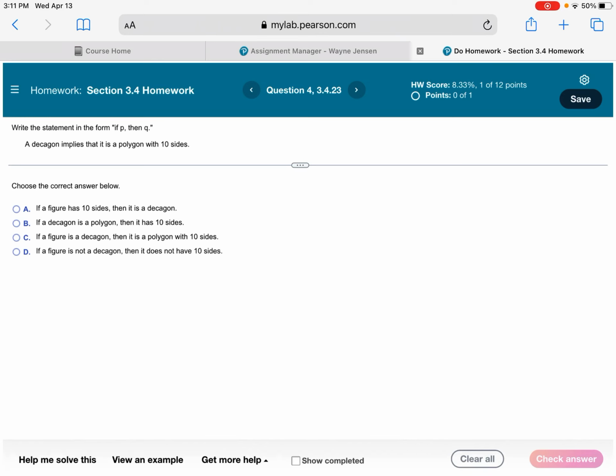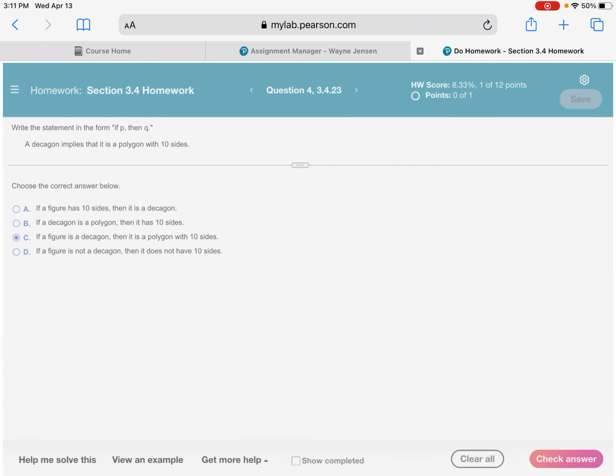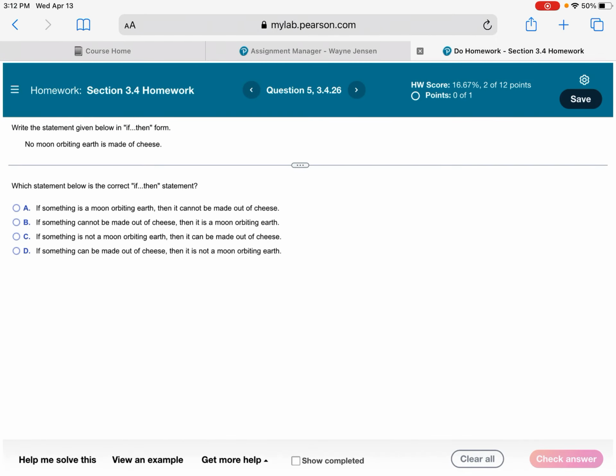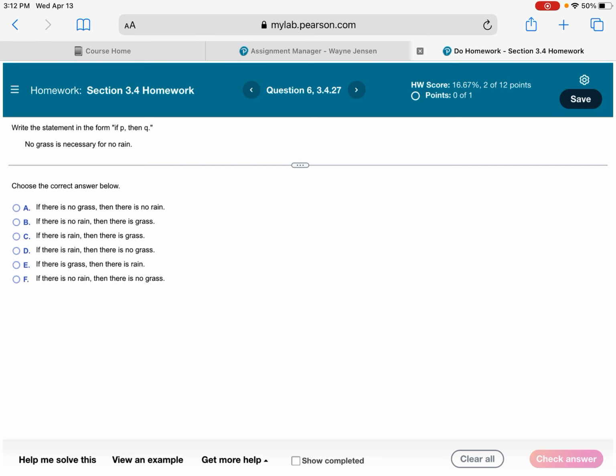Write the statement in if P then Q form. A decagon implies that it is a polygon with 10 sides. So a decagon implies, so if it's a decagon, then it is a polygon with 10 sides. If a figure is a decagon, then it is a polygon with 10 sides. I think it's C, and we can check that. Yep. So again, if it's a decagon, then it's a polygon with 10 sides. And so they'll go through just different ways of saying things.